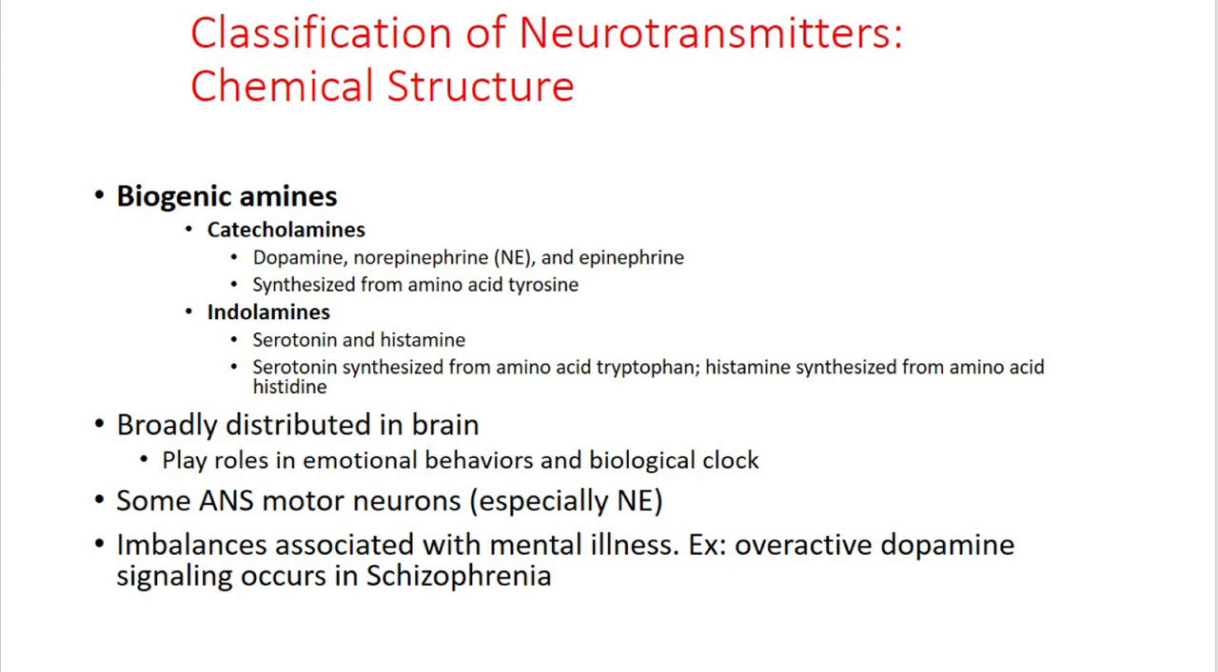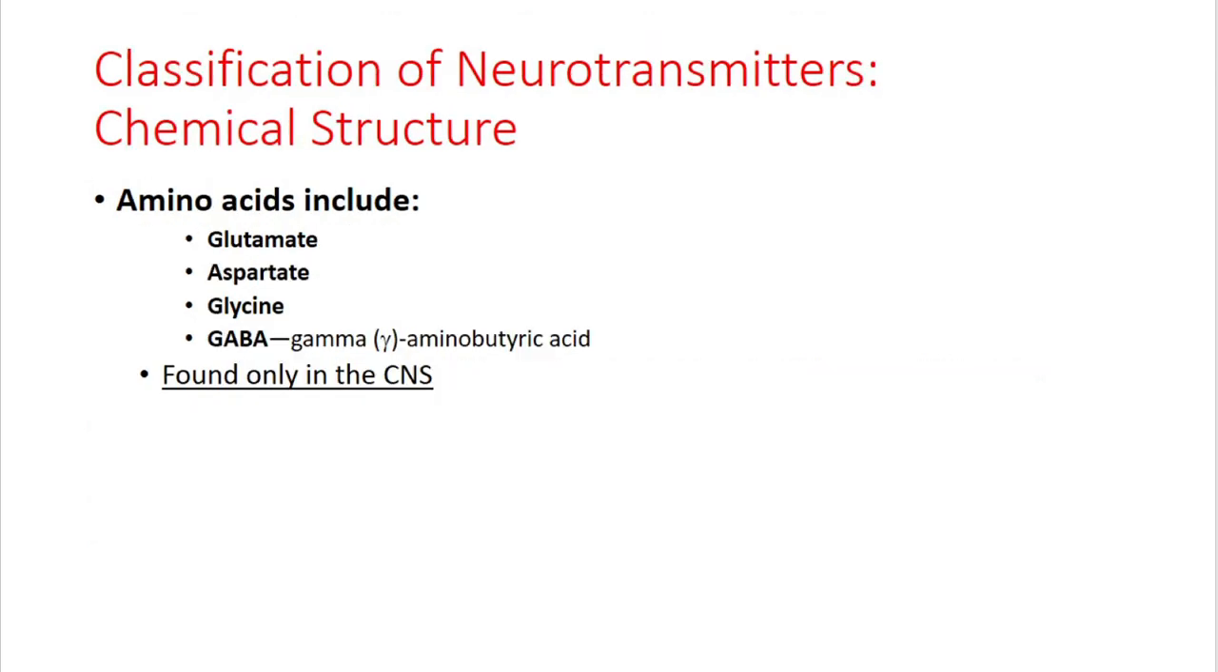Now, some autonomic nervous system motor neurons also relay or secrete norepinephrine. And oftentimes we associate imbalances with these neurotransmitters with mental illness. For example, overactive dopamine signaling occurs in schizophrenia. But you might also know of norepinephrine and epinephrine, the catecholamines, as adrenaline. They can be produced by your adrenal medulla and secreted directly into the blood as hormones in that case.